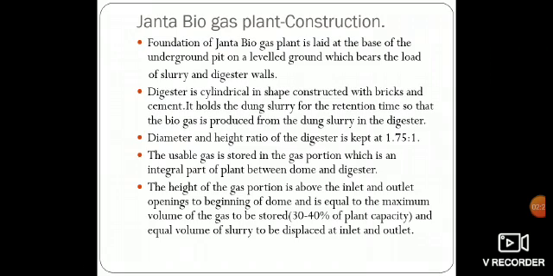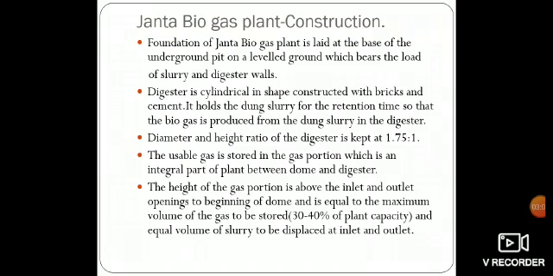The diameter and height ratio of the digester is kept at 1.75 to 1. Always the diameter of the digester and the height of the digester are in the ratio of 1.75 to 1. The usable gas is stored in the gas portion, which is an integral part of the plant between the dome and the digester. The height of the gas portion is above the inlet and outlet openings to the beginning of the dome, and is equal to the maximum volume of the gas to be stored.